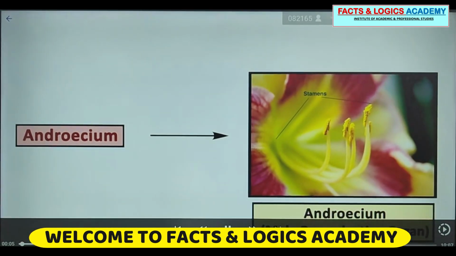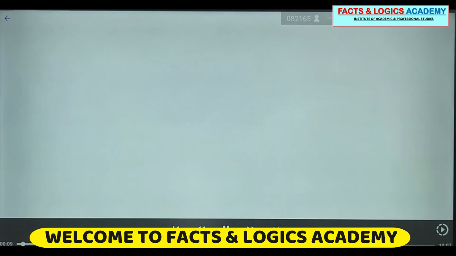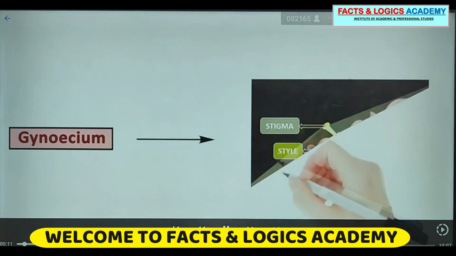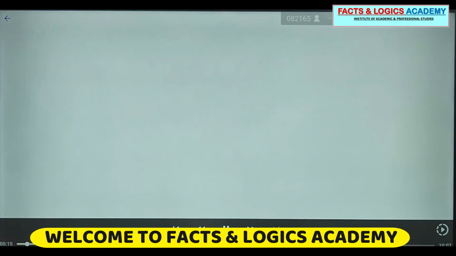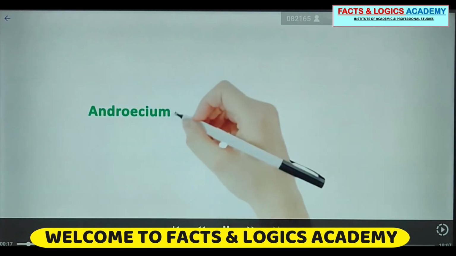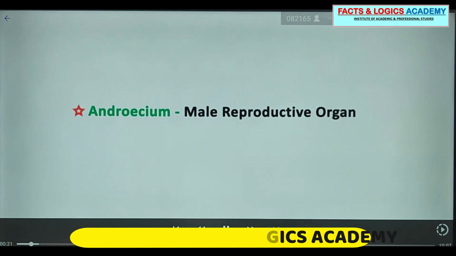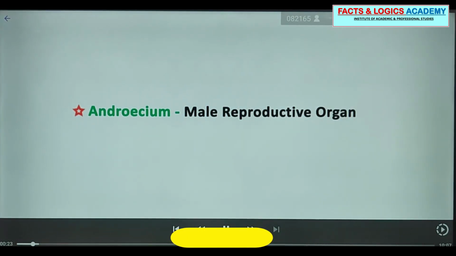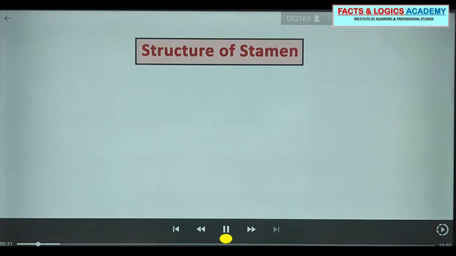of a whorl of stamens, representing the male reproductive organ, and the gynoecium represents the female reproductive organ. Well, in our previous module, we have discussed the androecium, the male reproductive organs, which are stamens, as a part of the topic pre-fertilization, structures and events. Let us recall the structure of stamen.